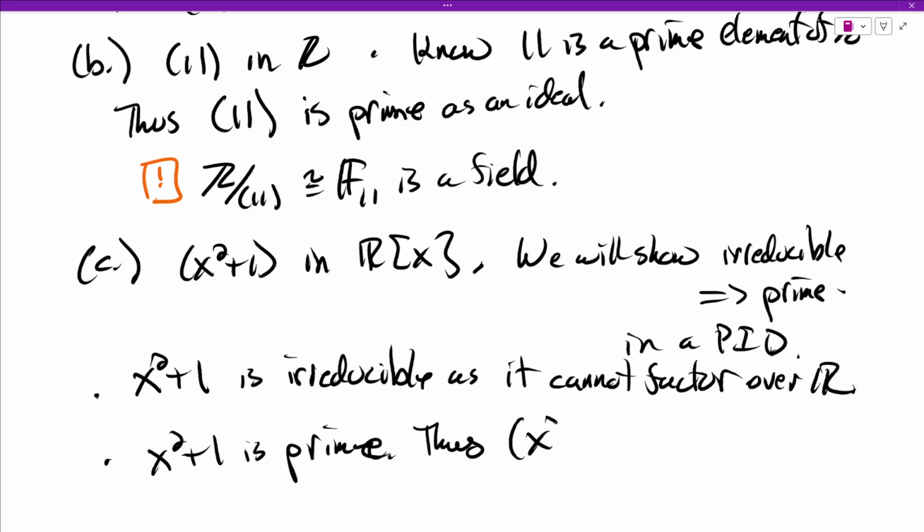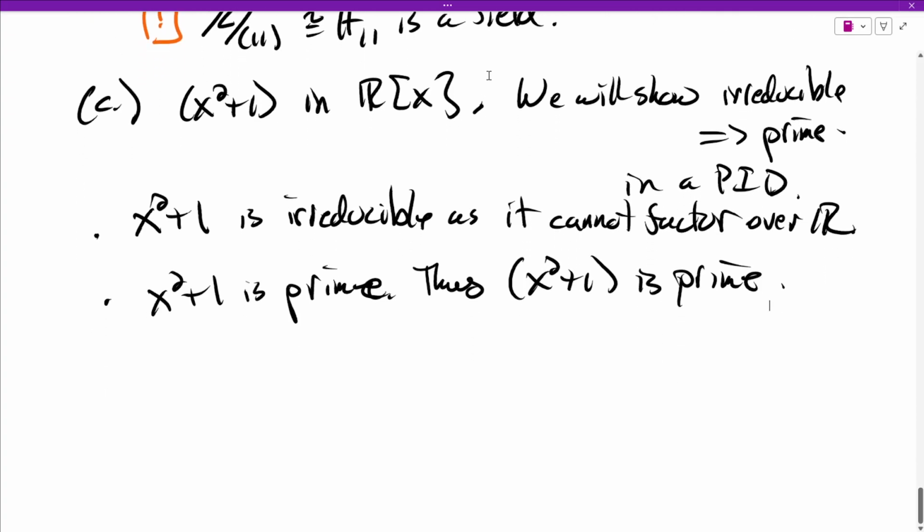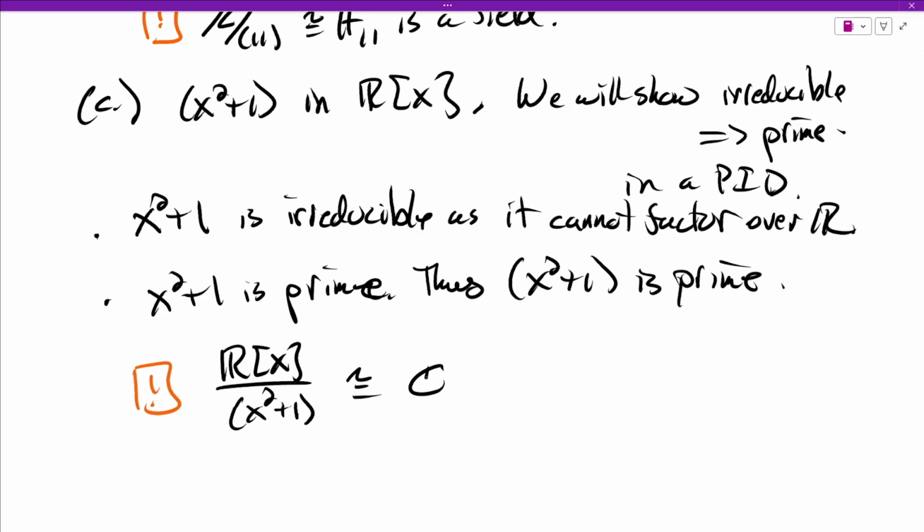Thus, the ideal it generates is also prime. Its prime elements generate prime ideals. Okay, let's notice here that what happens when we take R adjoin x and we mod out by x squared plus 1, we saw already this is the same as C, which is a field. Very interesting.